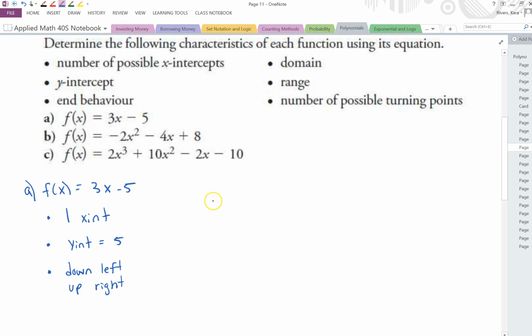Well, knowing that will help me with my domain, because that means that my domain goes from negative infinity to infinity, and my range also goes from negative infinity to infinity. And lastly, the number of possible turning points, well, we know that that's n minus 1 when n's the degree. This is a degree 1, and it's a linear equation, so we know that there are no turning points.